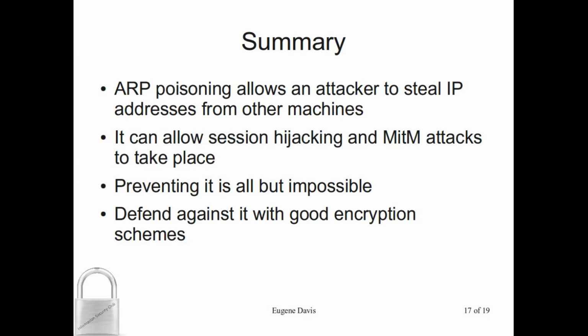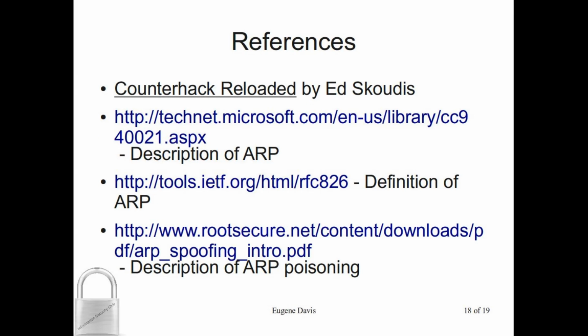All right, so ARP poisoning lets an attacker steal an IP address from other machines. As a result, it can also allow session hijacking and man-in-the-middle attacks to take place. Preventing it is pretty much impossible, and the only real good way to defend against it is to use good encryption schemes and authentication schemes. So, references: my typical Counter Hack Reloaded.